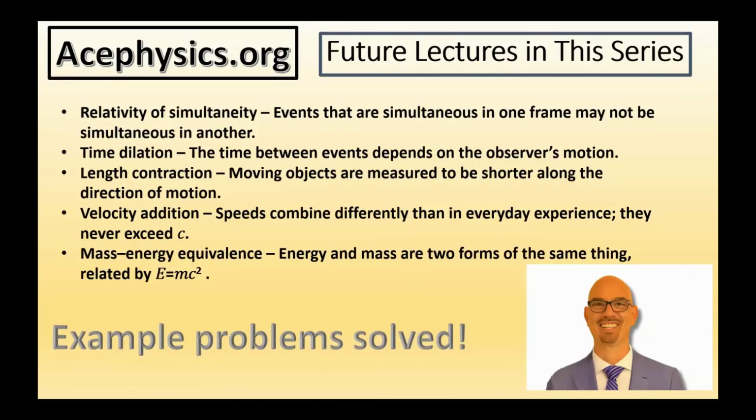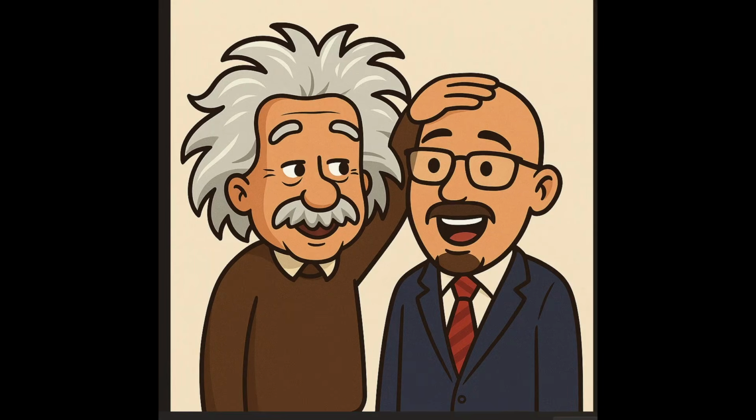Thanks for joining me on this journey through Einstein's revolutionary ideas. In the videos ahead, we'll explore each of these 5 consequences: relativity of simultaneity, time dilation, length contraction, velocity addition, and mass energy equivalence, one at a time.